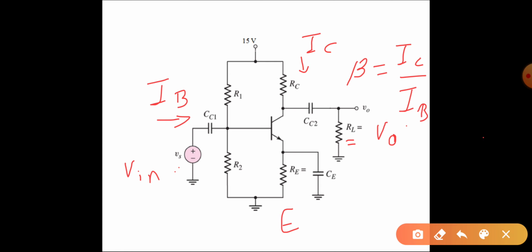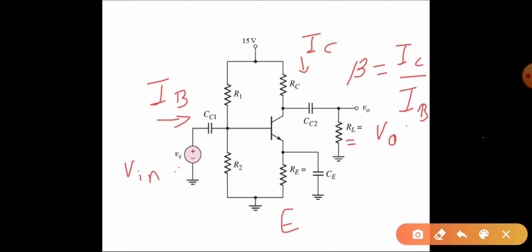So the value of beta depends upon the biasing resistors you are using. So R1, R2, RC and RE, these resistor values will change the value of beta. So beta is dependent upon the biasing resistors. So normally in the common emitter configuration, beta ranges from 50 to 200 or sometimes more than 200.